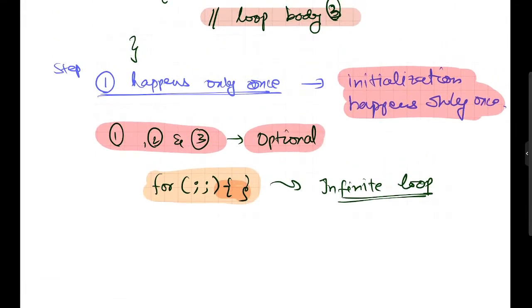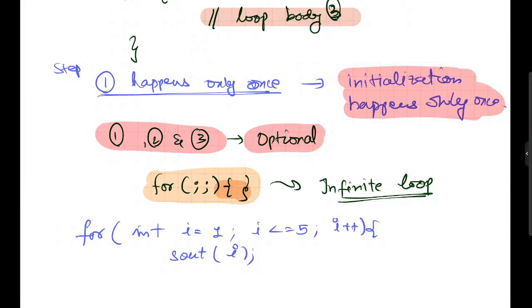A normal Java loop will look something like this: for int i equal to 1, i less than or equal to 5, i plus plus, and then you can just do System.out.println(i). What exactly will happen is that first i is equal to 1. Once i is equal to 1, don't care about this statement. Remove this statement from your mind.